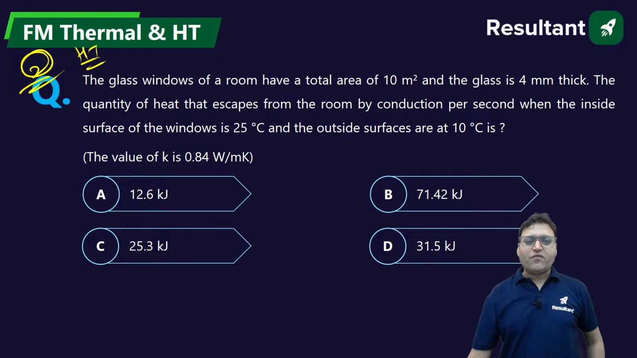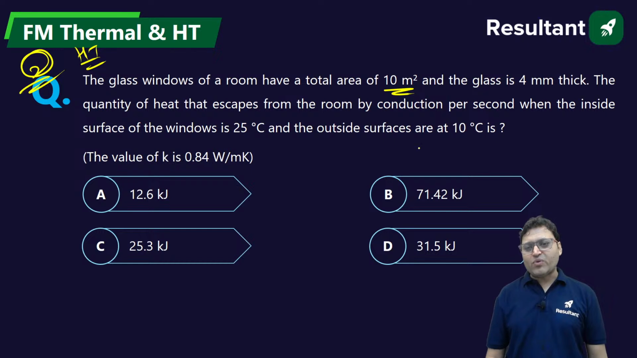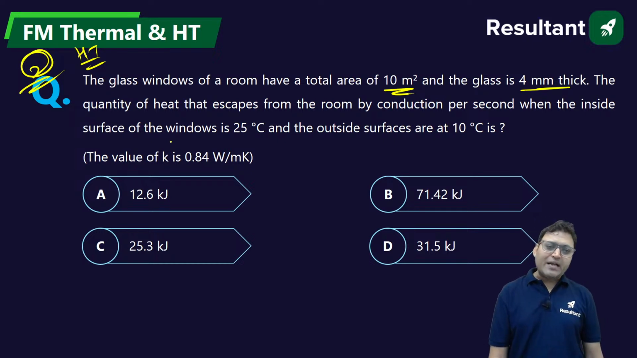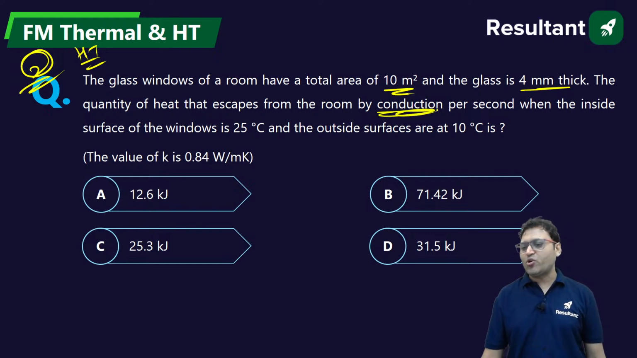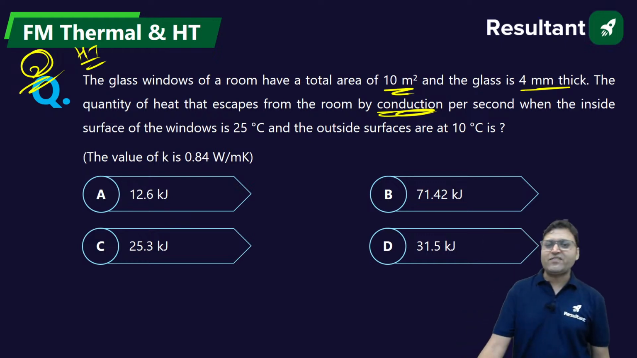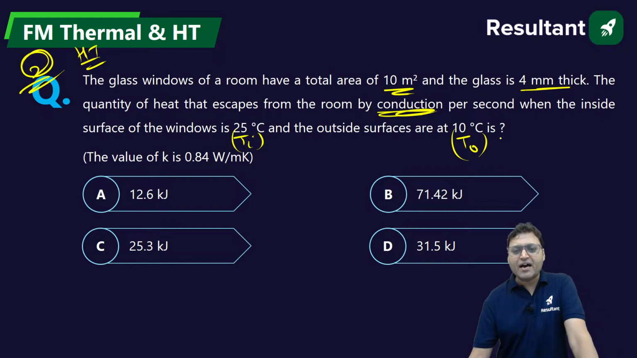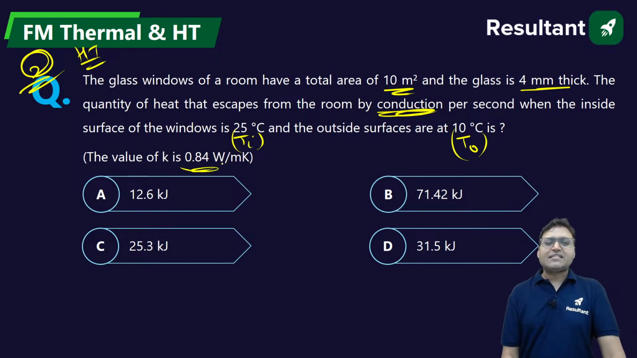The glass windows of a room have a total area of 10 meters square and the glass is 4 mm thick. The thickness of the glass is 4 millimeter. The quantity of heat that escapes from the room by conduction, the mode of heat transfer is conduction, per second. It means it is the rate of heat transfer we need to find out when the inside surface of the window is 25 degrees Celsius and outside surface area are 10 degrees Celsius. The value of thermal conductivity of the glass is given as 0.84.